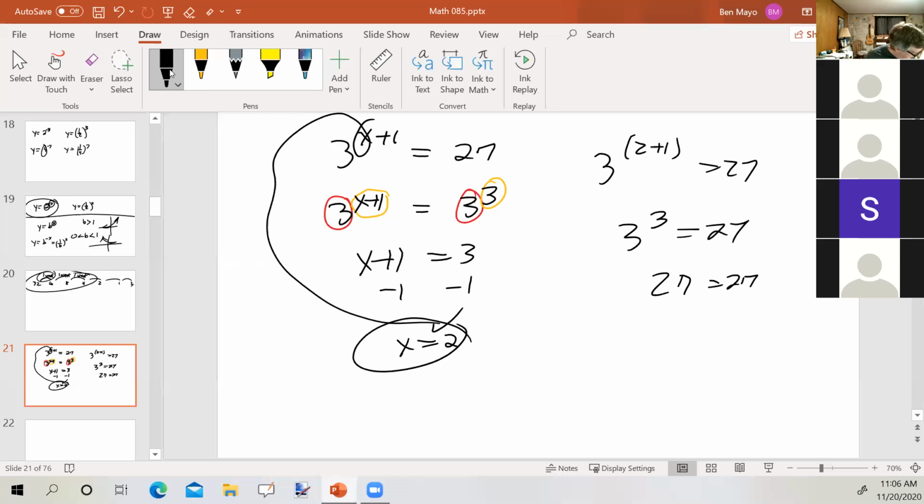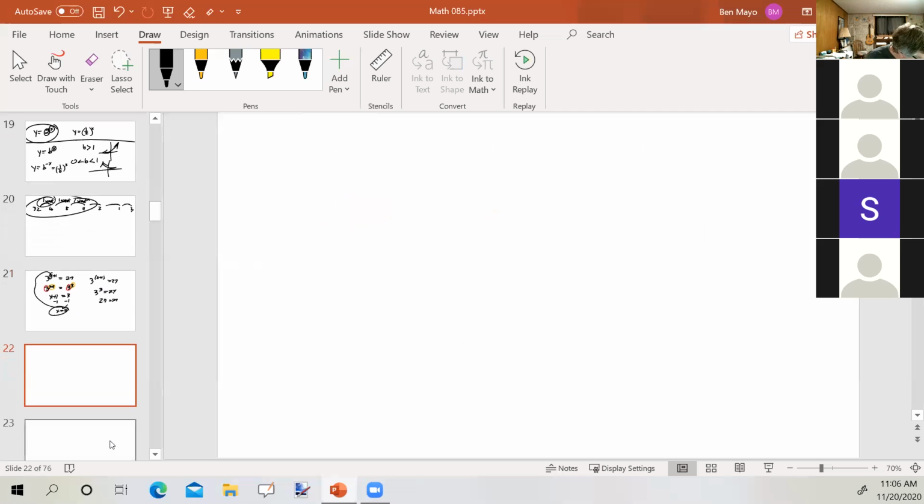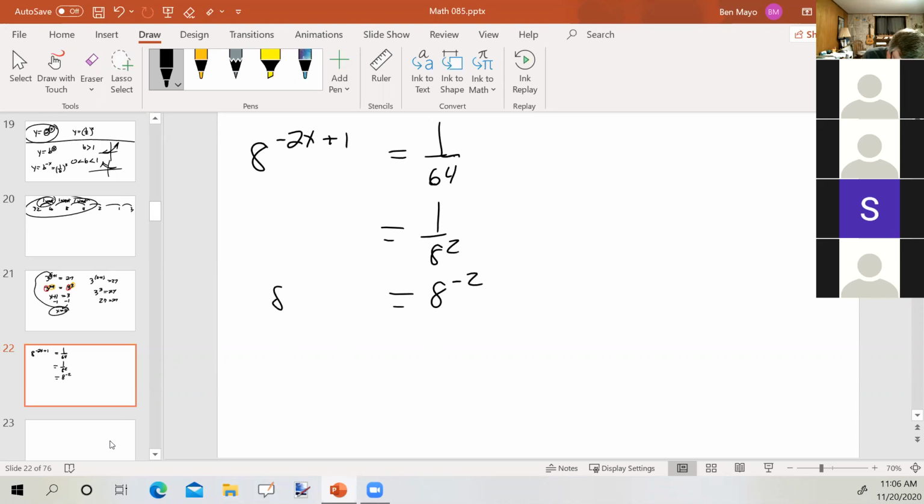All right. Let's take a look at another example. 8 to the negative 2x plus 1 equals 1 over 64. Well, I could take 64 and write it as a power of 8. That would be 1 over 8 squared, or 8 to the negative 2 power. So leaving the left side as it is, taking the right side and writing it as 8 to some power.